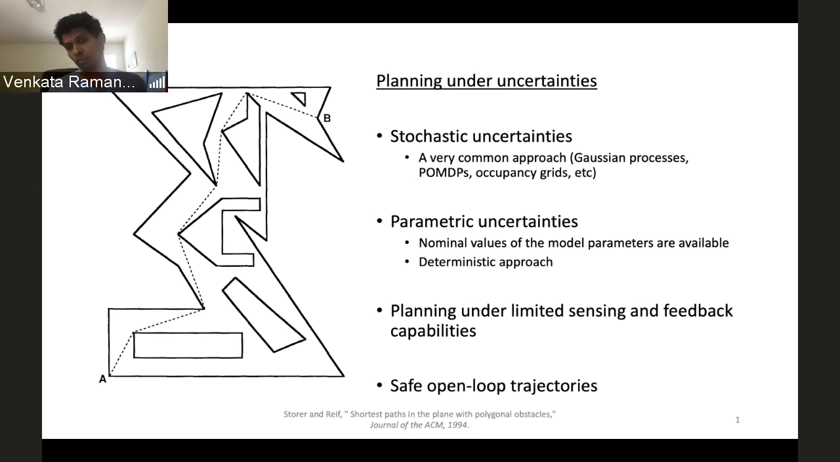This also gives us solutions that can address limited feedback capabilities, where, for example, you have input saturations or feedback constraints and, let's say, limited sensing, where you want safe open loop trajectories. And we'll see this in a second. But the idea is essentially, how do we capture variations in your trajectory or in your solution under parametric uncertainties? And that's the question we have.